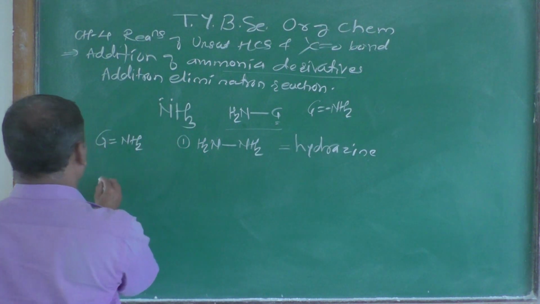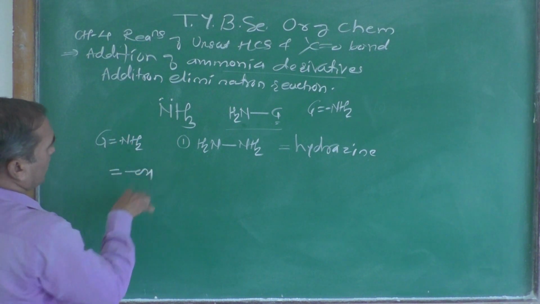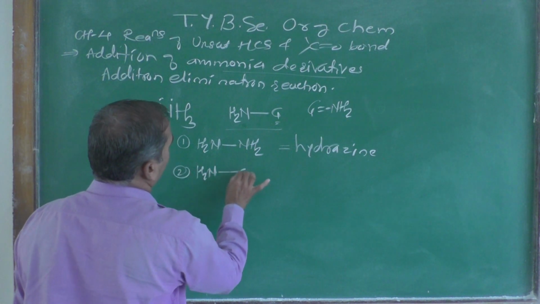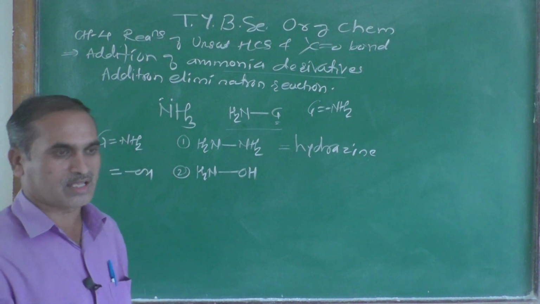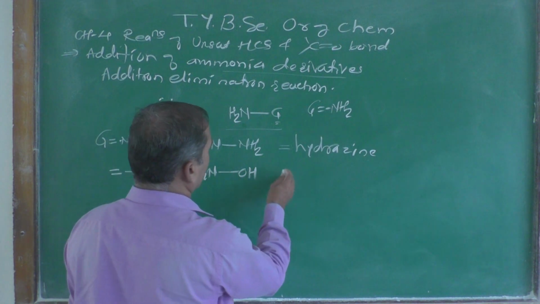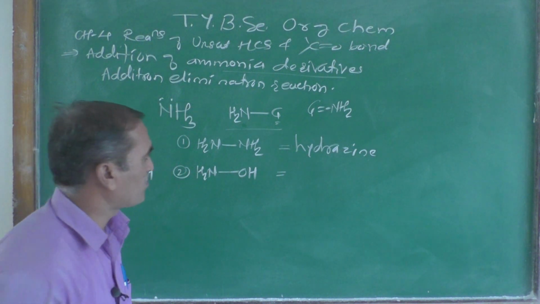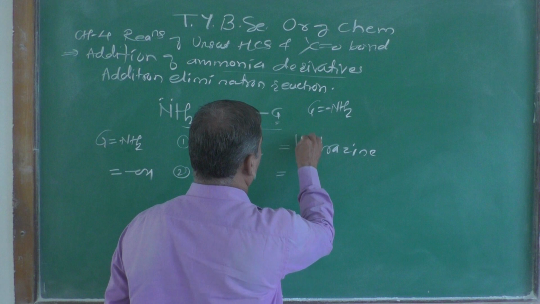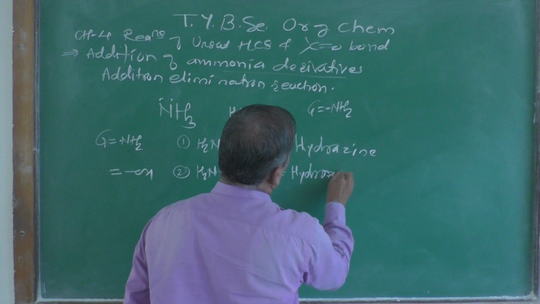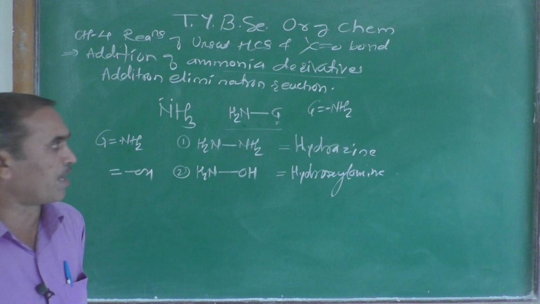Now the second one, when I put G equal to OH, right? What I have taken as the second one is H2N then OH. This is very important as far as the exam point of view is concerned. H2N-OH is nothing but, do you know the name of this compound? This is known as hydroxylamine. This one is hydrazine. This is called hydroxylamine. The name of this reagent is hydroxylamine.